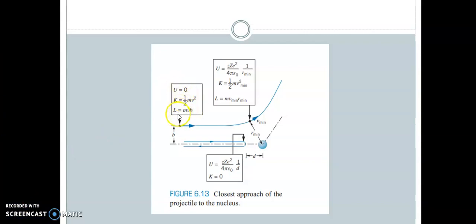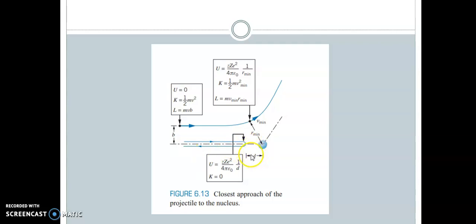So these are the kinetic energy, potential energy and angular momentum of the projectile when the projectile is far away from the nucleus at an impact parameter b. So these are the potential energy, kinetic energy and the angular momentum of the projectile when the projectile is closer to the nucleus at a distance r minimum. And this occurs at an impact parameter b. So when the impact parameter b is equal to 0, or when the projectile is fired for head-on collision towards the nucleus, then the r minimum is equal to d.